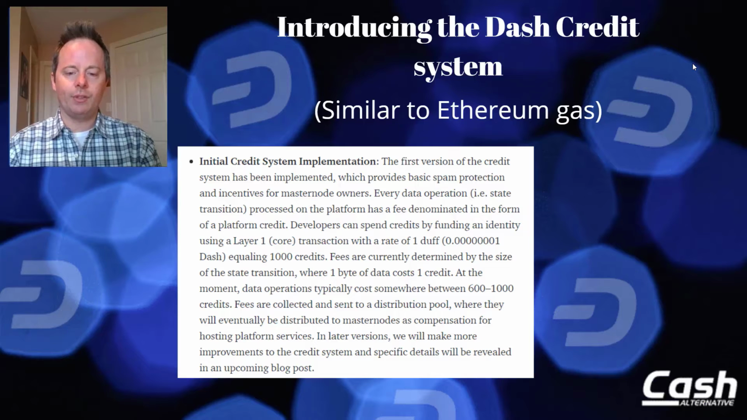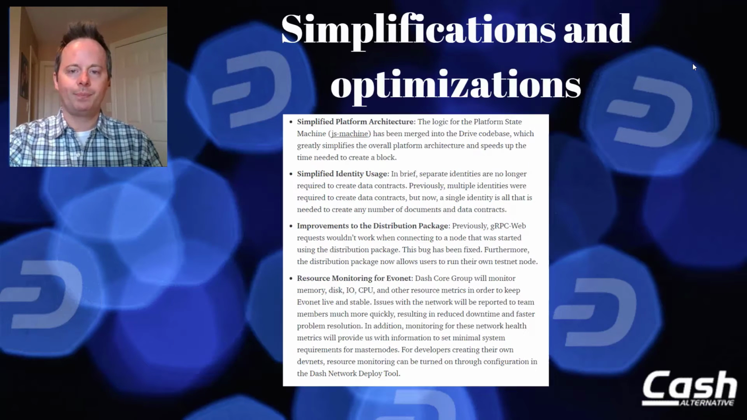Fees are collected and sent to a distribution pool where they will eventually be distributed to masternodes as compensation for hosting platform services. In later versions, we will make more improvements to the credit system, and specific details will be revealed in an upcoming blog post. Yeah, so that's quite interesting. It shows that the backbone of Dash platform is coming into shape. The gas, if you will, the oil that makes it go, the Dash credits that you have to pay when you're doing transactions on the network, and that keeps the economic aspect of the network strong. So that's just having its debut right now in Dash in version 12.